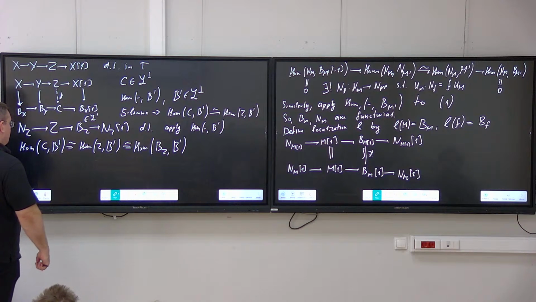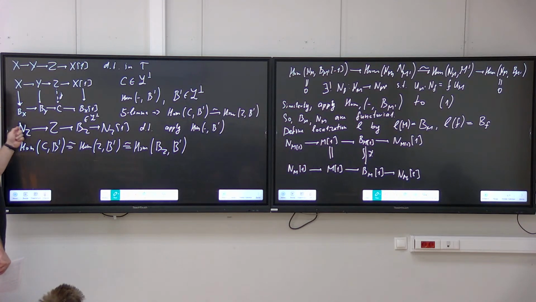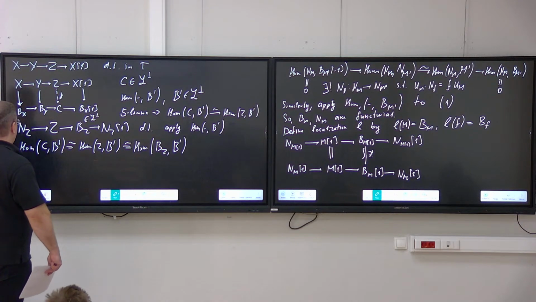Why does this lie in L? Well, that is because by assumption in condition 6, for any object, we have this distinguished triangle with the property that N_Z is in L and B_Z is in the L right orthogonal. So you apply this for Hom into B prime, you'll get some vanishing between N_Z, which is in L, and B prime, which is in the right orthogonal. And so this gives you this isomorphism of these Homs.